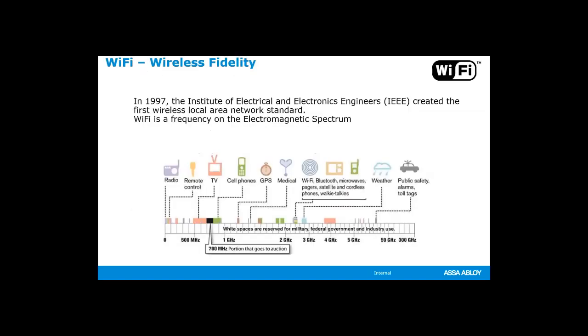In 1997, the Institute of Electrical and Electronics Engineers, IEEE, created the first wireless local area network standard. They called it 802.11 after the name of the group formed to oversee its development. Wi-Fi is a frequency within the electromagnetic spectrum.